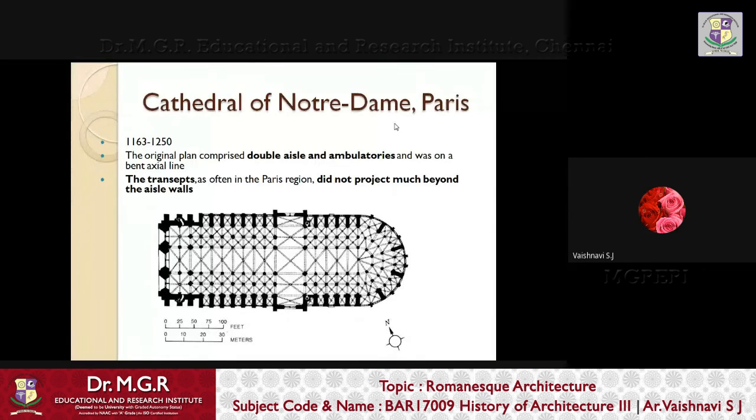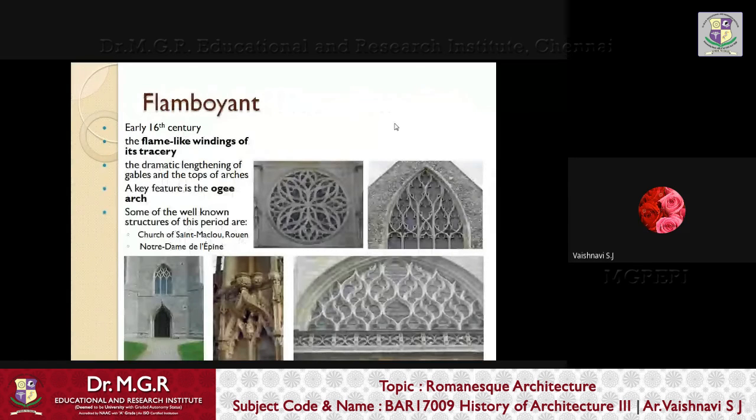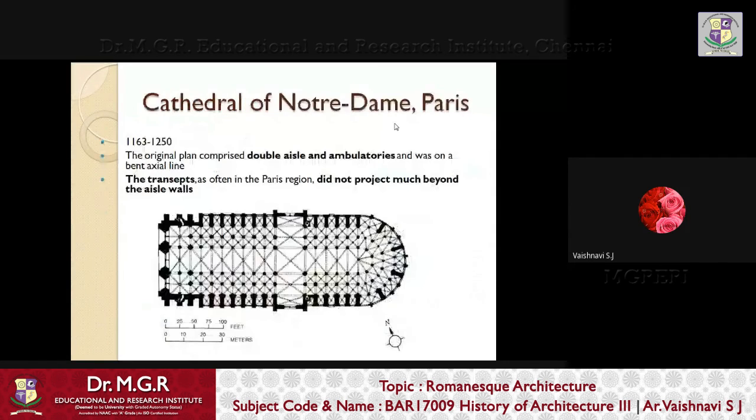So after completing this, we'll be seeing about a church called the Cathedral of Notre Dame. Notre Dame is a structure which had double aisles. See here, you can see the double aisles are there, and there is a nave here. Ambulatories were also present in the axial line.